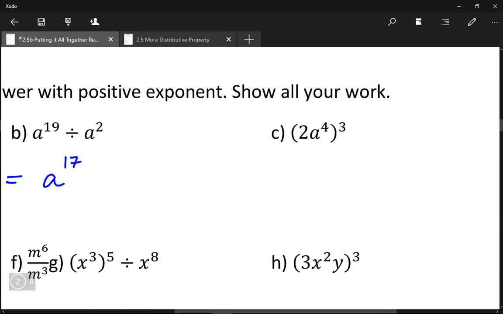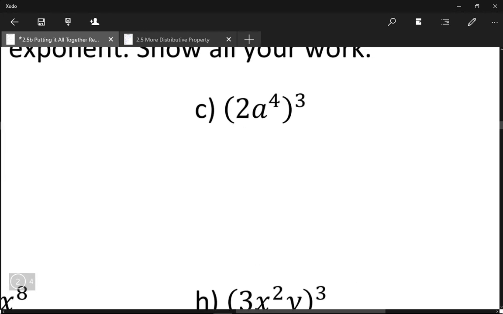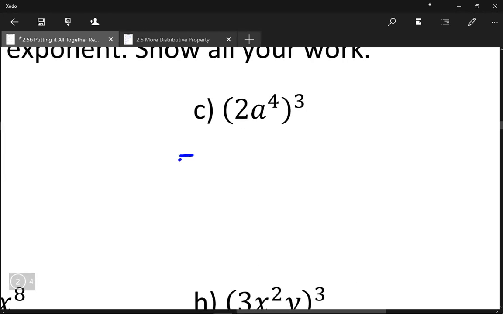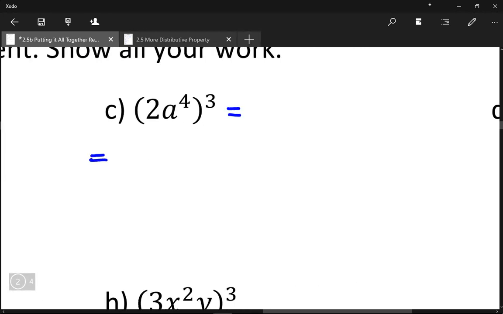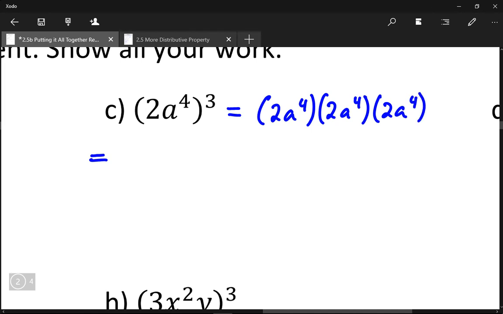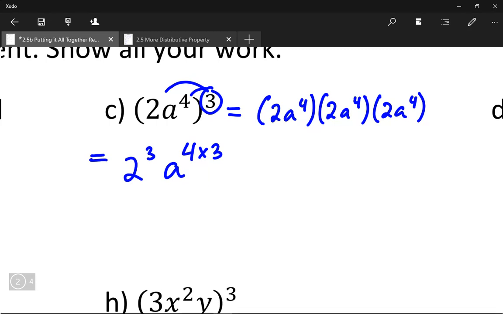2a to the exponent 4 to the exponent 3. So this one here, you can write it like this: 2a to the exponent 4 times 2a to the exponent 4 times 2a to the exponent 4. Or you could do it like this. You can distribute that power inside. So 2 to the exponent 3 times a to the exponent 4 times 3. Because when you're raising a power to a power, you're multiplying exponents. You're not adding them this time.